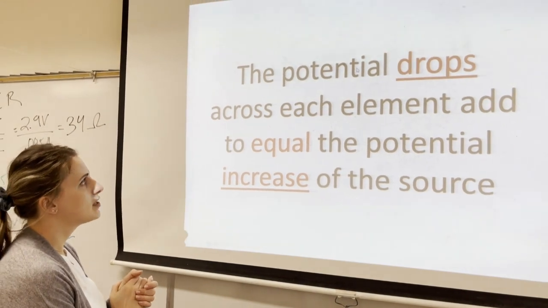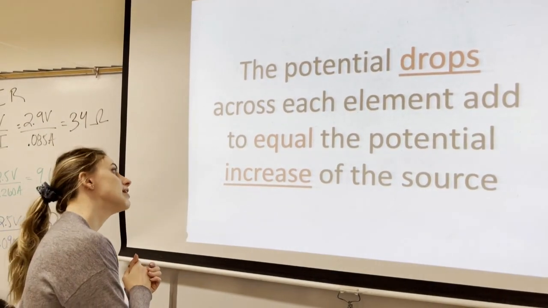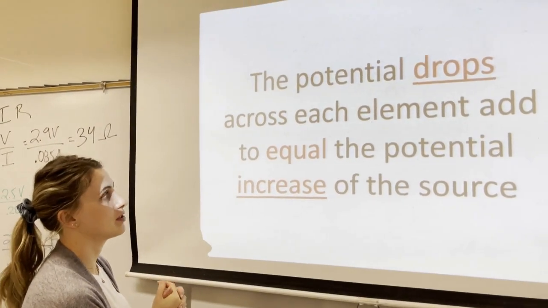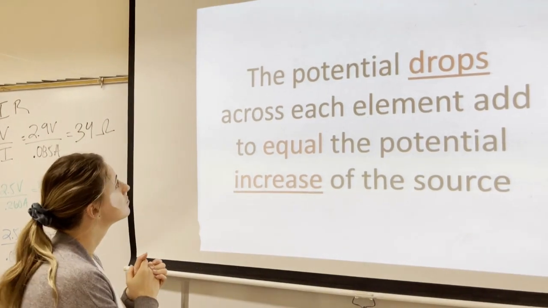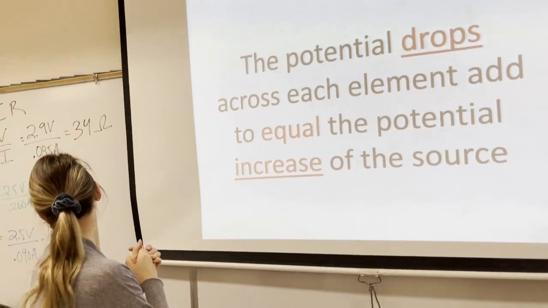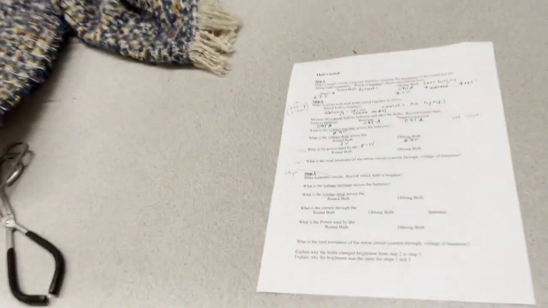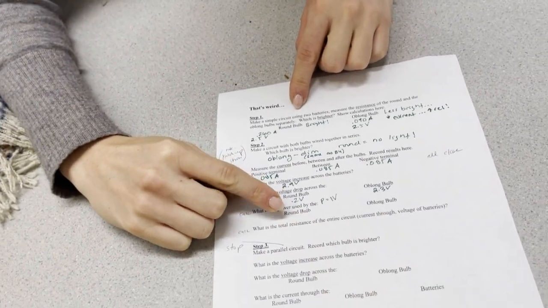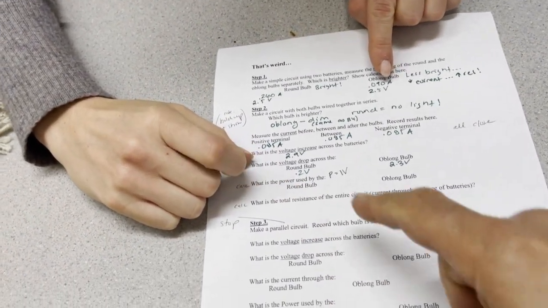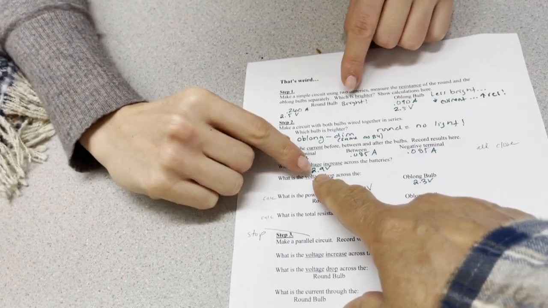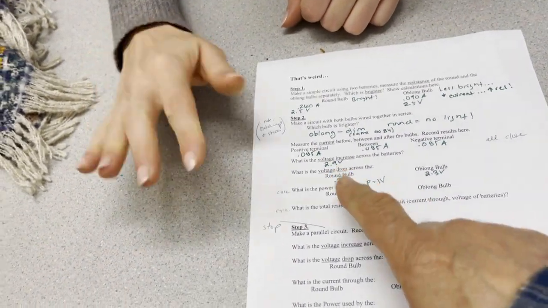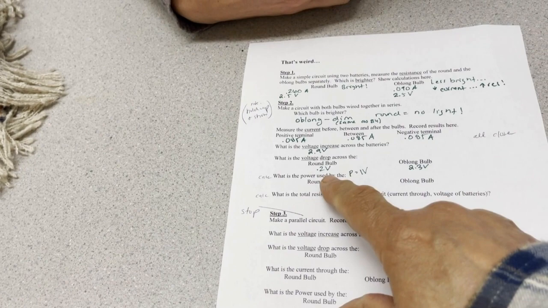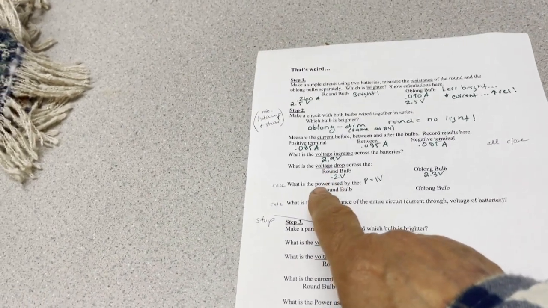The potential drops across each element add to equal the potential increase of the source. The ups equal the downs, and this is the law of conservation of energy. If we look at our data here, the oblong bulb is 0.2 plus 2.3 is 2.5, and that's about what the voltage increase was across this. Of course, we also have wires that have resistance that also requires voltage to get through, but this plus this equals that.